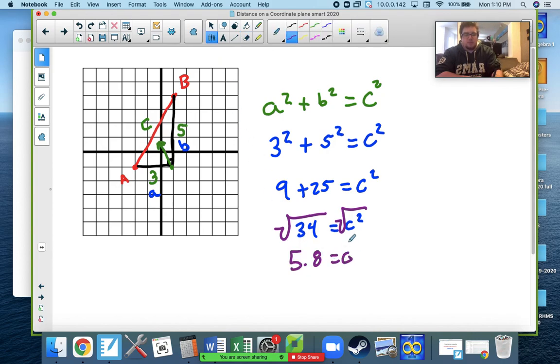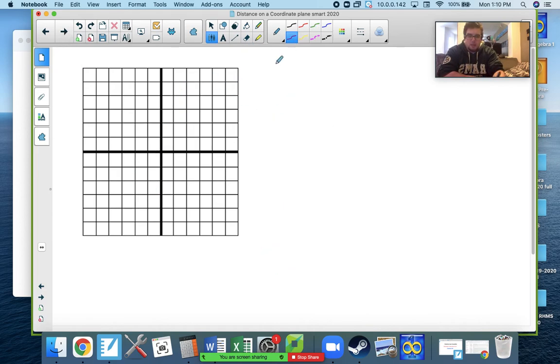5.8 for C. And there's our distance from A to B. Let's try it again. Let's say our point is up here, and we've got this really, really narrow but really, really tall triangle. So from A to B.